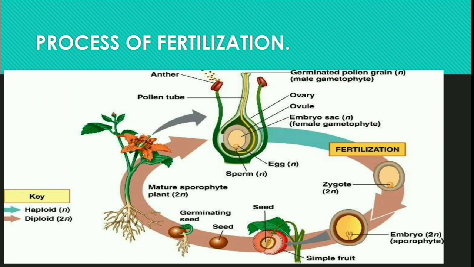And in the next picture you can see, after fertilization a zygote will be formed. This zygote will make a simple fruit, and the fruit will have seed inside it. When this seed is sown in the soil, the germination of the seed will start, and the seed will give rise to a mature plant, and again the plant will bear flowers, and in the flower the same process of fertilization will take place. So this is the complete cycle of fertilization.